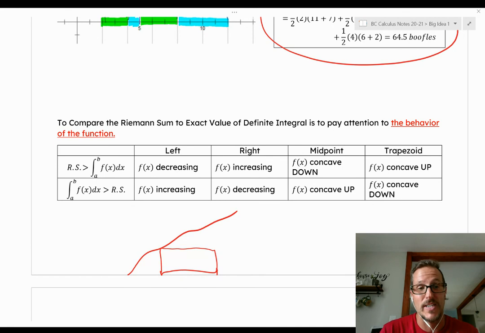All right, so here is a table of information so that you can determine whether the given Riemann sum is bigger or smaller than the definite integral. Okay, so take a look at that. You might want to give that a second look.